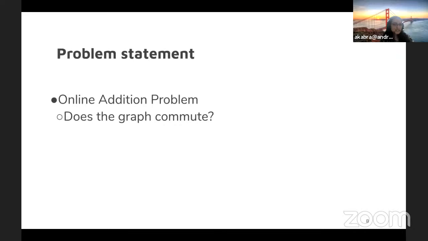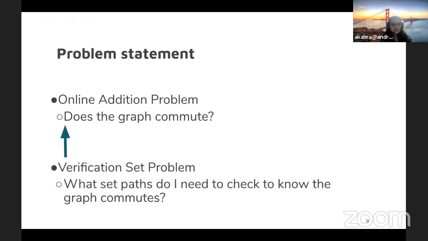The problem I described in the first slide was the online addition problem. But I'm going to reduce it to this verification set problem: given a graph and a new edge, return a set of pairs of paths that need to be equal to each other in order for the graph to commute.